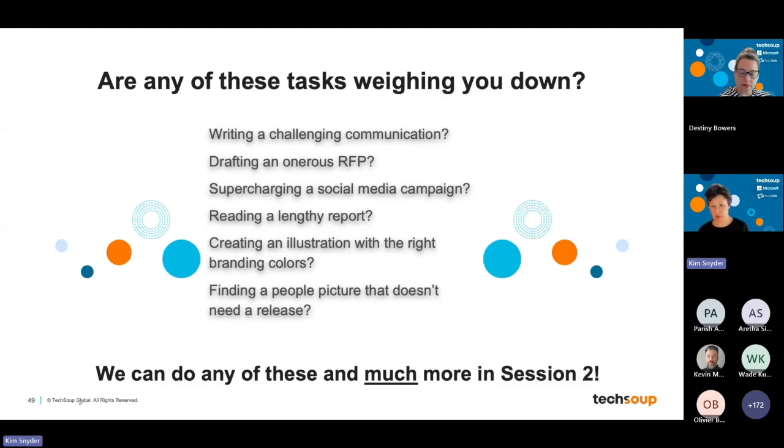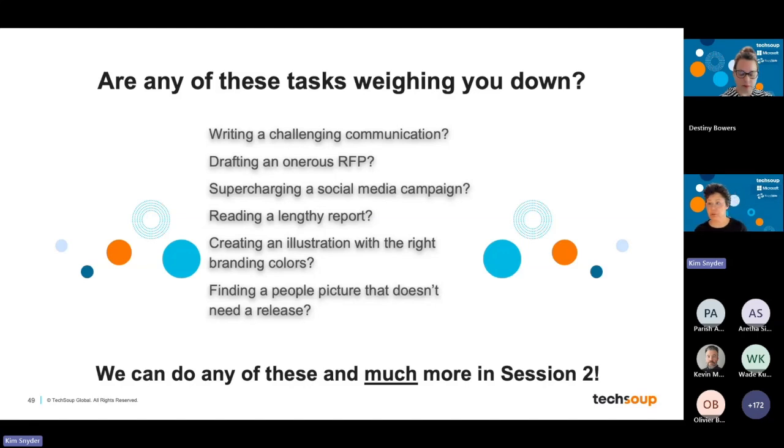So a chunk of the session is going to be a live demo. Now let me find the link. We invite you to ask us to create things for you. And in fact, if you have a report, an RFP, a standard operating procedure, etc., we'd be happy to try to create that for you in the intervening week.